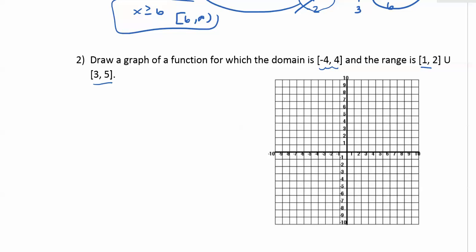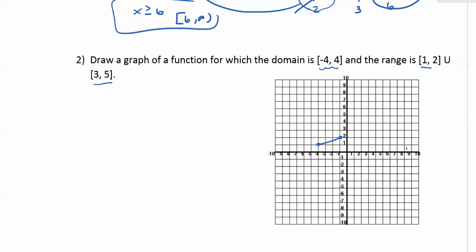So 1 to 2 is where the graph needs to start on the y. So let's make a point at negative 4, aligning it with 1, and do a closed-in circle there because you want it to be brackets. And the range for this piece is going to go from 1 to 2. So you can make it go up. It doesn't have to land at 2. But maybe I can put a point at negative 1, 2, like that, and just do a little section of a graph there.